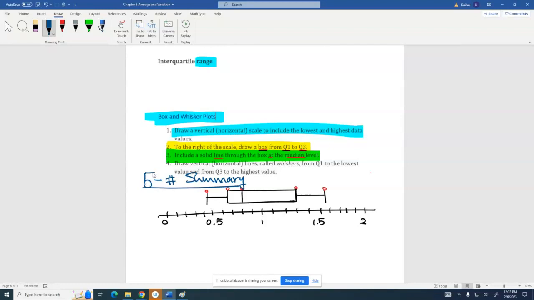Organizing the data, summarizing, visualizing, describe the distribution, right? Look at this. Can you visualize the distribution? Is it symmetrical? No. And let me ask you, then where is the longer tail? To the left or to the right? To the right. Can you see the longer tail to the right?